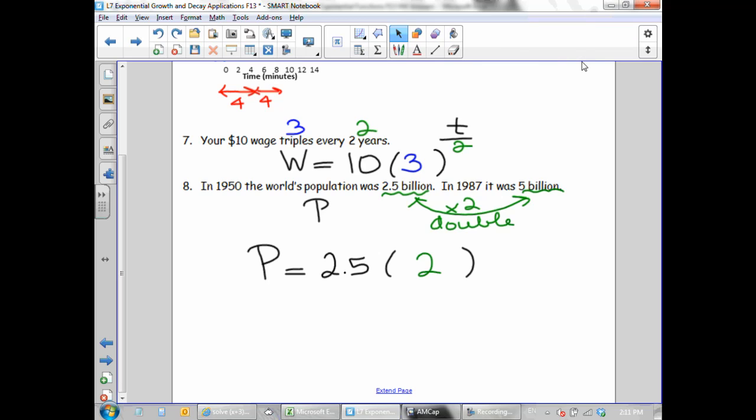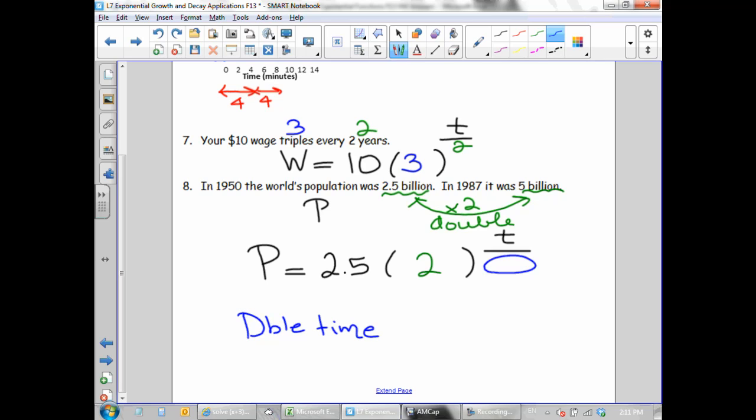Okay, so always we need t up here. But now the question is, what do we divide t by? What has to get divided by t? Because how long did it take to double? It took 37 years. Exactly. So you do 1987 minus 1950. That's 37 years. You need a 37 there. And you're done.